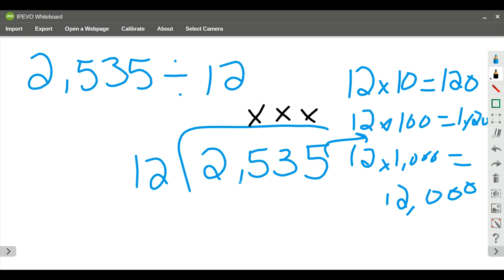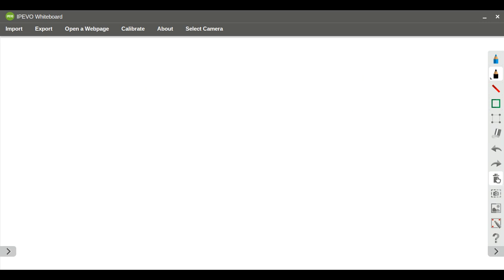So, sorry for the interruption again. So I can make 100 bouquets because I have a 3-digit quotient, but I cannot make 1,000 bouquets because 12 was not able to go into 2. All right, go ahead and take a look at your guided practice.